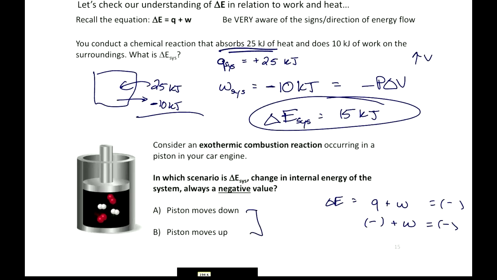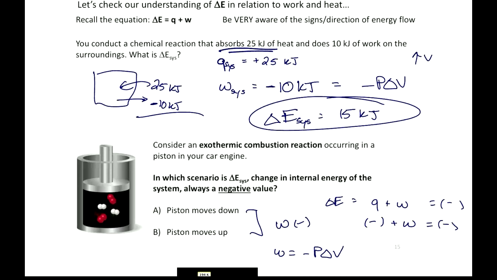So the idea is, which one of these options gives us a negative sign for work? When the piston goes up or down? If we think about it, when the piston moves up, does volume increase or decrease? Increase. When the piston goes down, we see a decrease in volume, all right? So the idea is relate that to the sign of work. Work equals negative P delta V. So in order for work to be negative, delta V needs to be a positive number. So in which scenario will delta E always be negative? A or B?